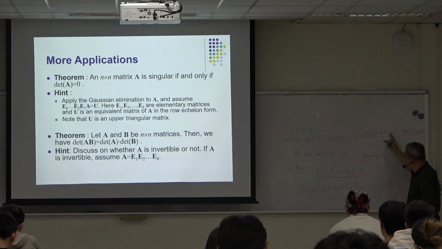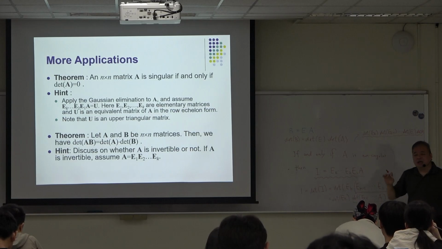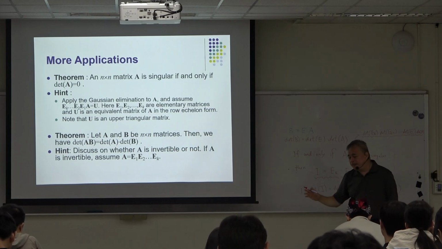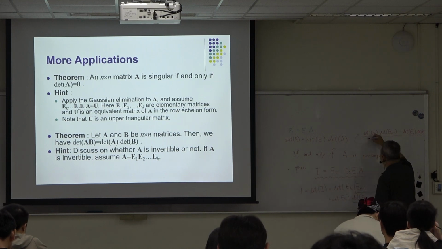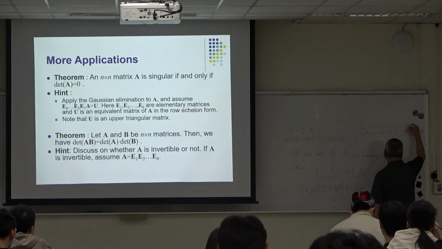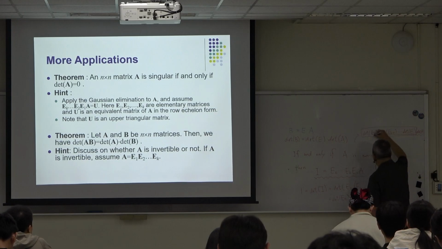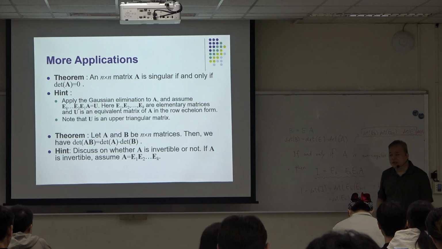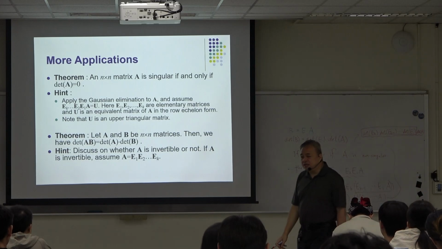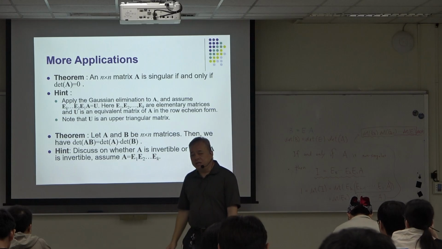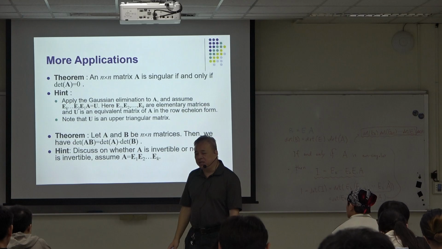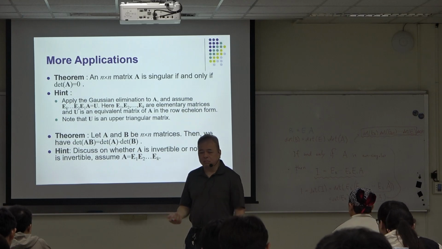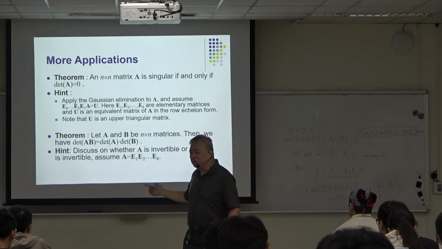matrices, their determinants are not necessarily one. Not necessarily one. So the multiplication, we don't know the multiplication of these values. We don't know. But one thing we know for sure is that these determinants, their values are not zero, right? Their values are not zero. We know that for sure.